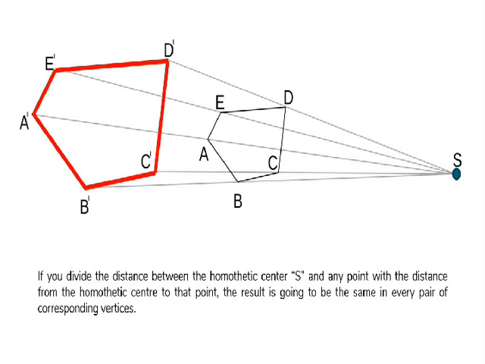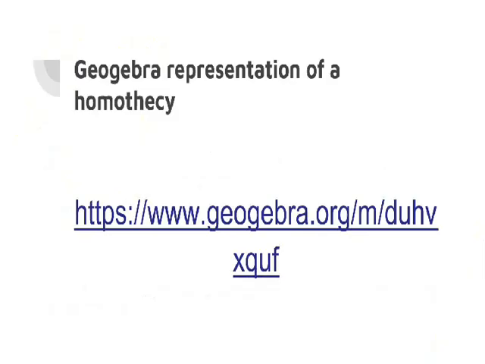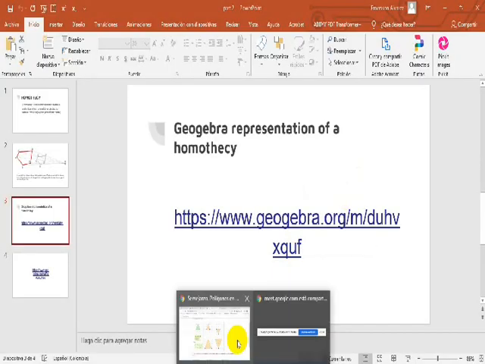So look, we have the figure A, B, C, D, E. I'm going to show you here, okay, A, B, C, D, E. But when we are doing the homothecy, now we have A prime, B prime, C prime, D prime, E prime. And the figure is bigger, okay? So that is important to understand this topic. Now we're going to see another example.